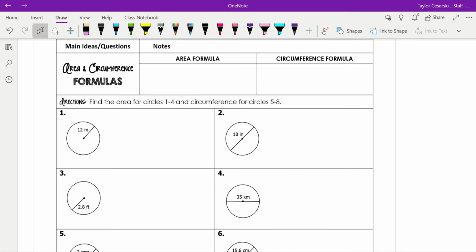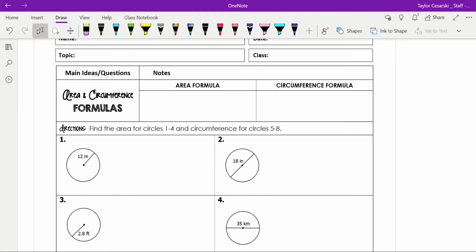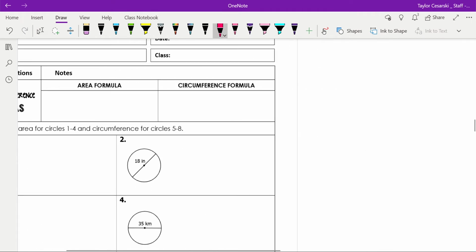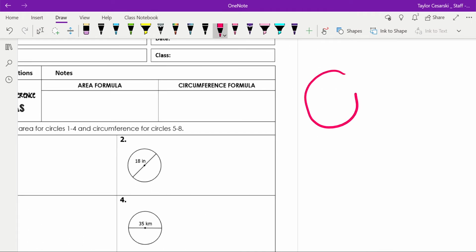Alright, hi guys. Today we're going to talk about area and circumference formulas of circles. This might not be something that you've hit specifically since back in middle school. You may have talked about it a little bit in some of your other classes, but we're going to review it today. So, first of all, before I get into the area and circumference formulas, I'm going to go off to the side and just give a review of the parts of the circle.